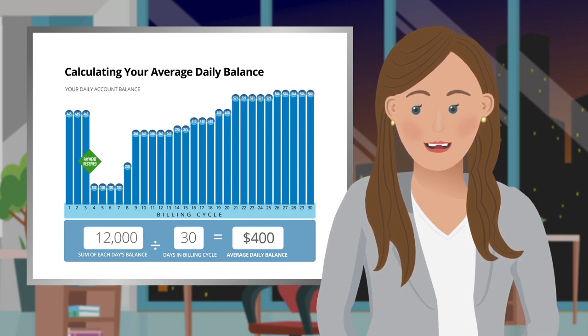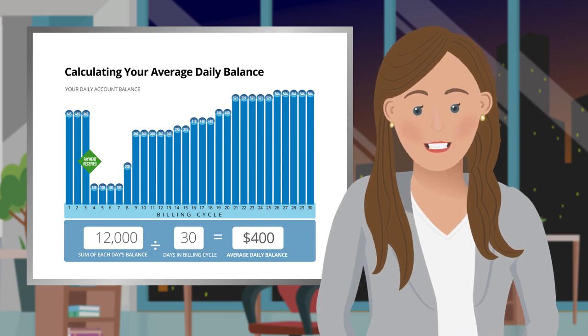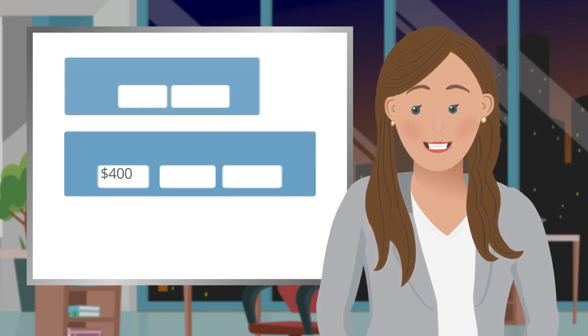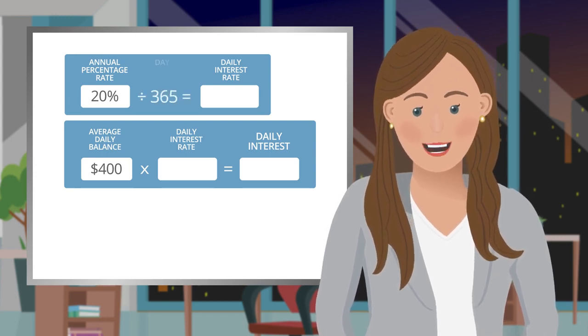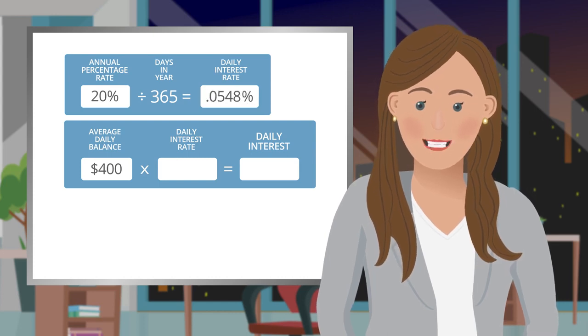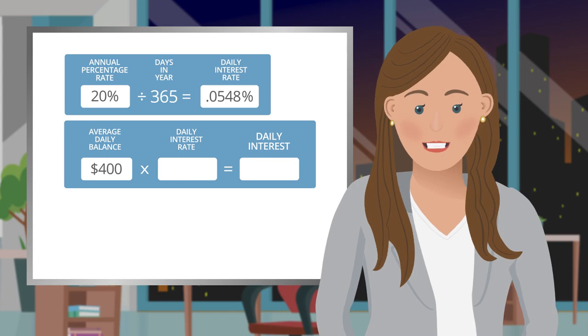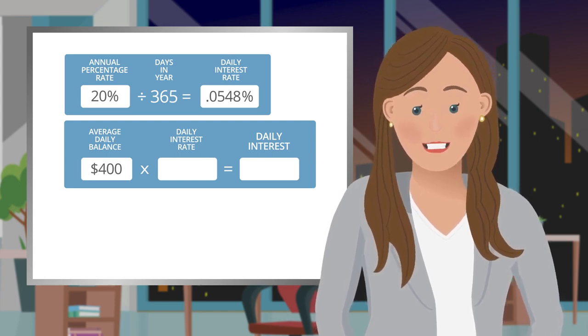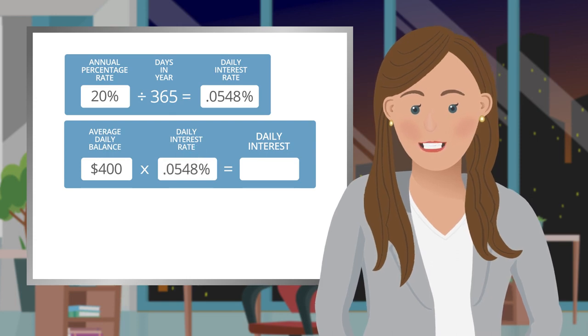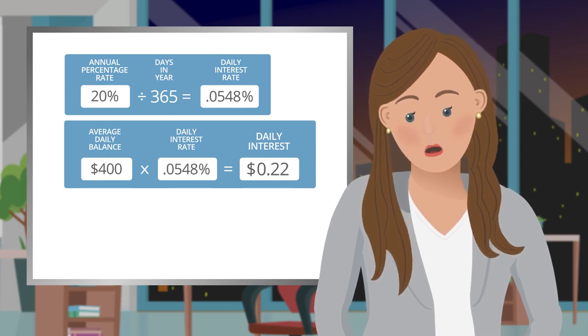So, say that for a 30-day billing cycle, you had an average daily balance of $400 and an APR of 20%. Your daily interest rate would be 20% divided by 365, the number of days in a year, which equals 0.0548%. The amount of interest you would be charged for that billing cycle is then calculated by multiplying your average daily balance by the daily interest rate, which equals 22 cents per day.